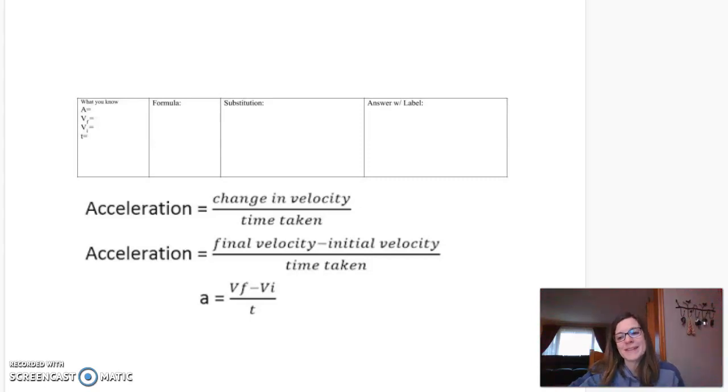Hi, I'm Mrs. Milliken, and I'm trying to help you figure out how to do acceleration problems when you're trying to find the velocity or the time.